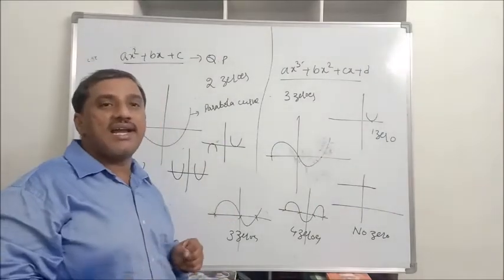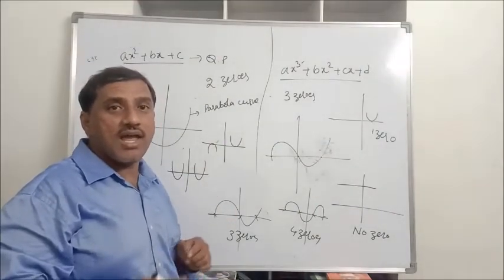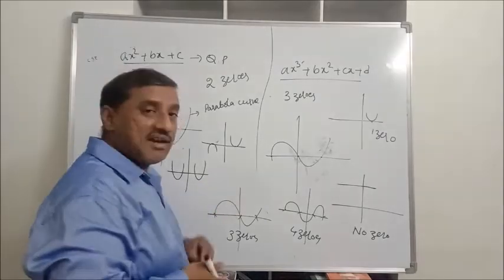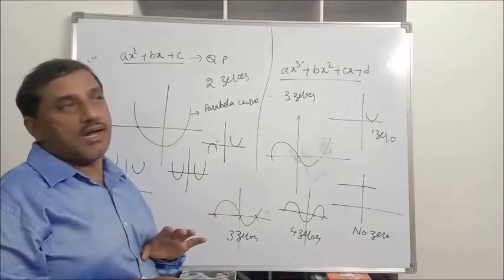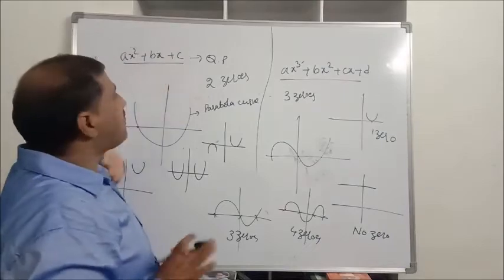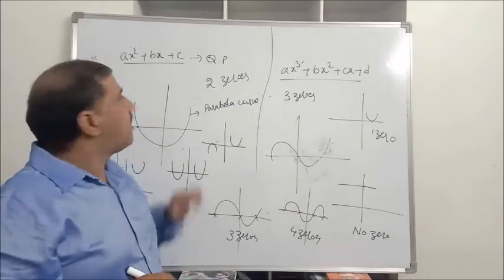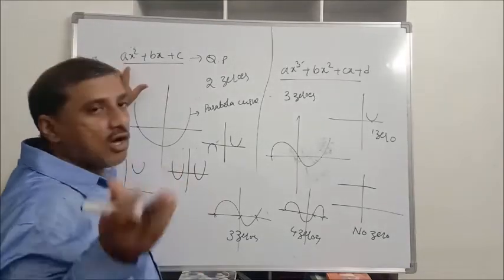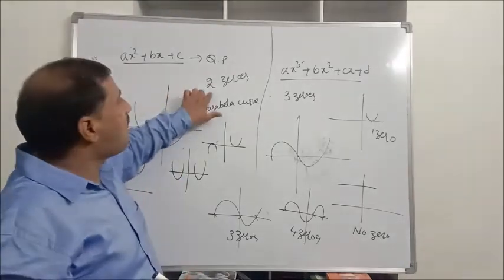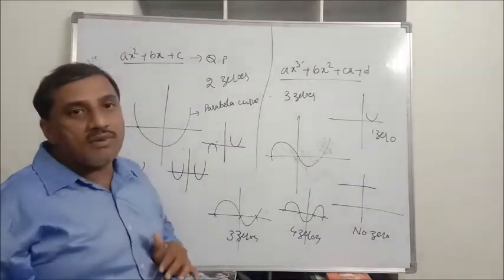Like this we will identify the number of zeros of a given polynomial whose graph is given. What can I conclude? For a linear polynomial, how many zeros are there? At most only 1 zero. For a quadratic polynomial, at most how many zeros will be there? 2 zeros. And for a cubic polynomial, at most how many zeros are there?